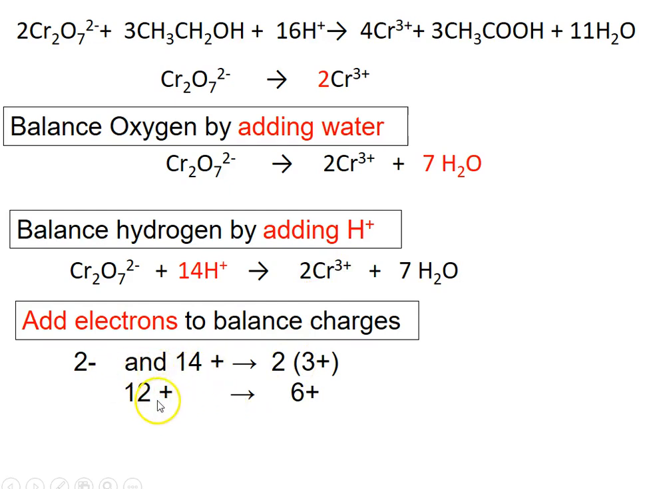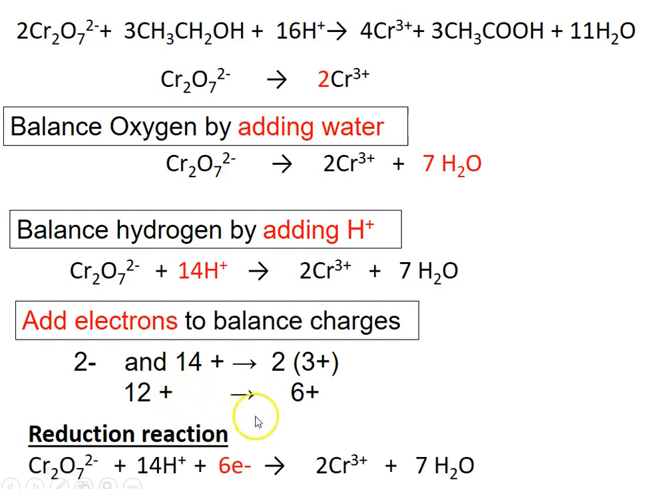2 negatives and 14 positives altogether make 12 positive. And 2 lots of 3 is 6. So we've got 12 positives so far and 6 positives on this side. So we need to add electrons so that we have the same number. We'll need to add 6 negatives on this side so that we have 6 positives on both sides. So this is our reduction reaction. The chromium here going to this is a reduction reaction.